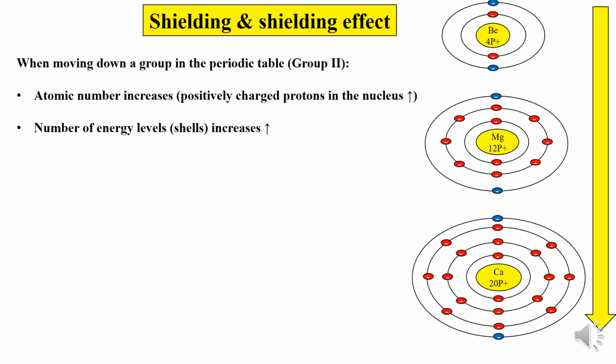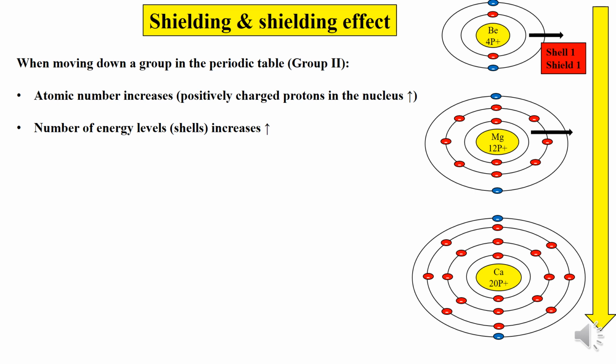And you also find an increase in the number of energy levels or shells. You find 2 shells in case of beryllium, 3 shells in case of magnesium, and 4 shells in case of calcium. Now the shells containing the core electrons act as a shield. So in case of beryllium, the first shell containing the core electrons acts as a shield.